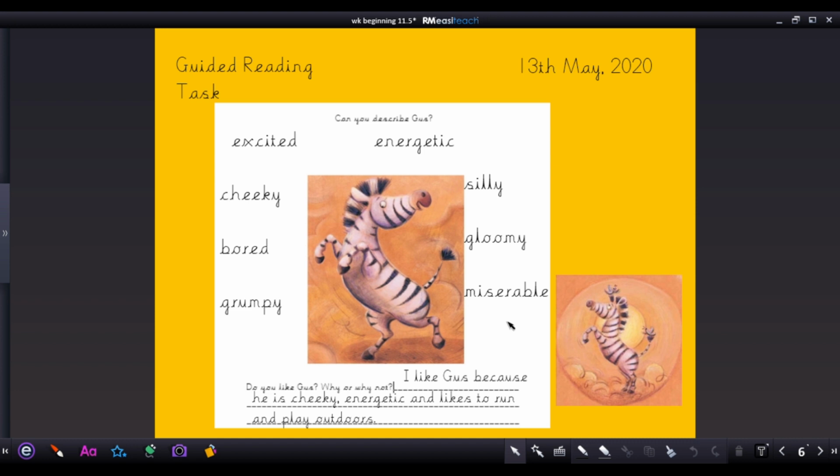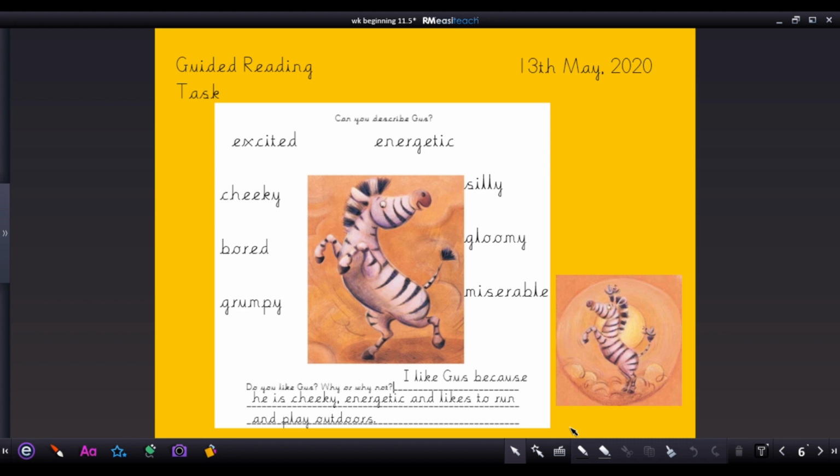If you finish that and you've come up with quite a lot of green words, you might like to think, do you like Gus? And then tell me why or why not. Now, when you're answering this question, don't forget my very most favourite word, which is because. Tell me why you like Gus or why you don't like Gus. I said, I like Gus because he is cheeky, energetic, and likes to run and play outdoors.